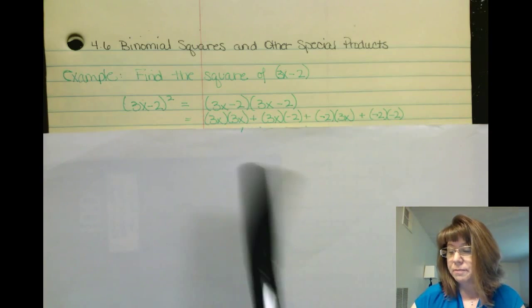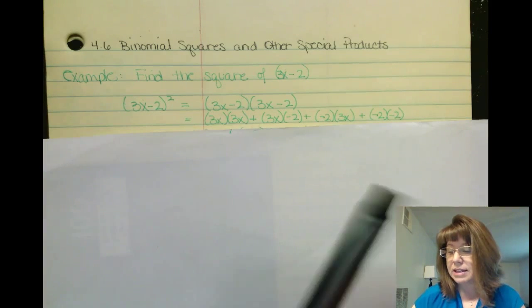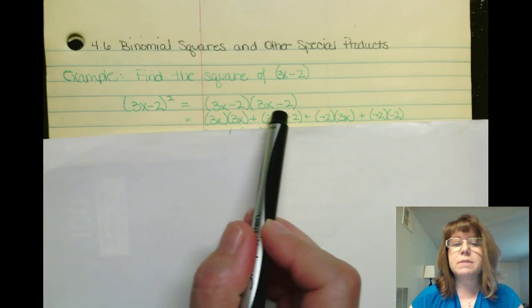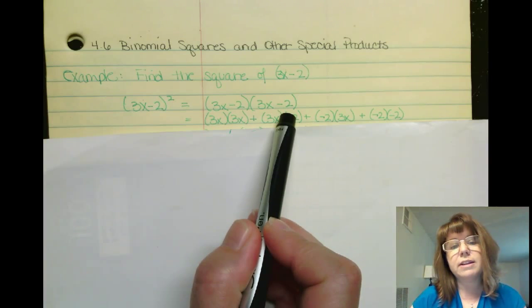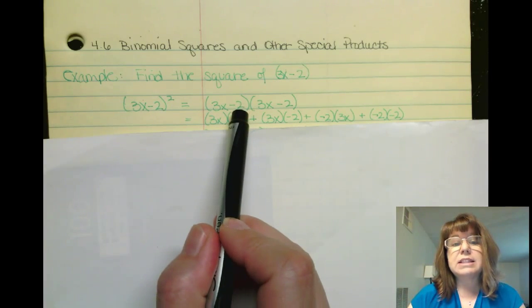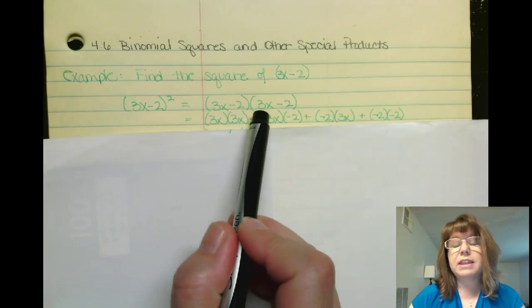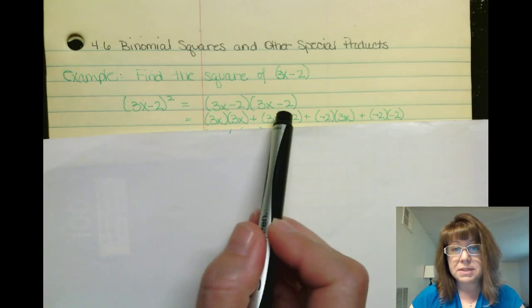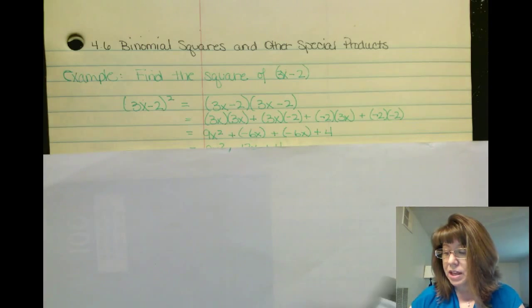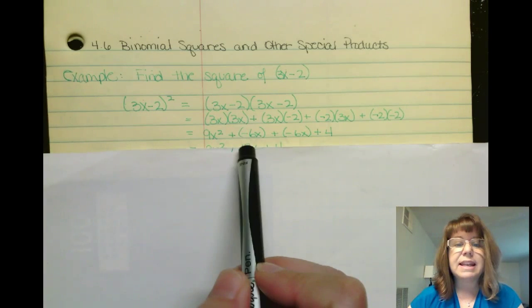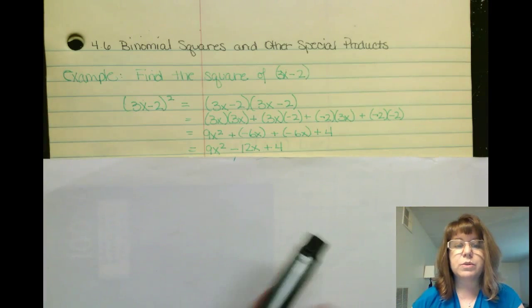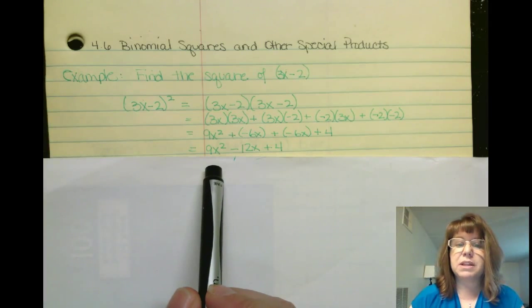We can use our FOIL method, multiplying first the 3x in the first quantity times the 3x in the second quantity. Now multiply the 3x from the first quantity times the negative 2 in the second quantity. The negative 2 from the first multiplied by the 3x from the second. And lastly, negative 2 from the first times negative 2 from the second. That'll give us 9x squared plus negative 6x plus negative 6x plus 4. All coming down to 9x squared minus 12x plus 4.